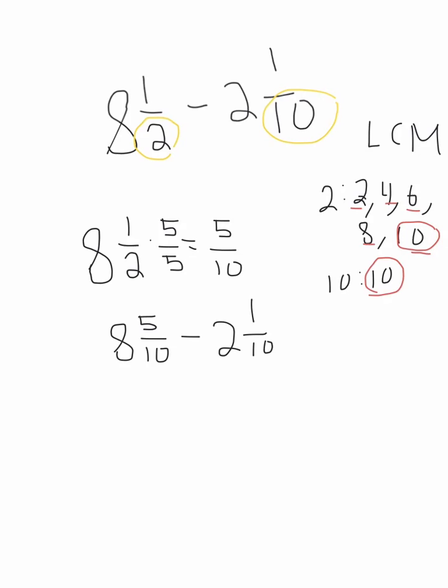And usually, for this, I can just subtract across. I can do 8 minus 2 equals 6. So I do the whole numbers first. Now I'm going to do 5 minus 1 is 4. And I never subtract the denominators. I keep them the same. So I will just write 10. And that is my answer, 6 4/10. So when we're subtracting with mixed numbers, it's the same thing as fractions. We just find the common denominator.